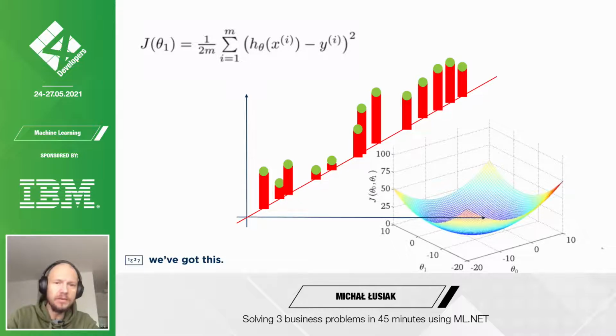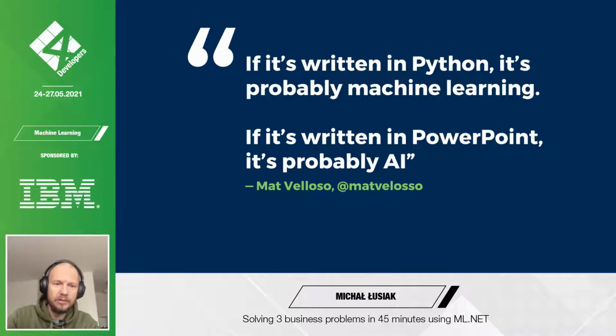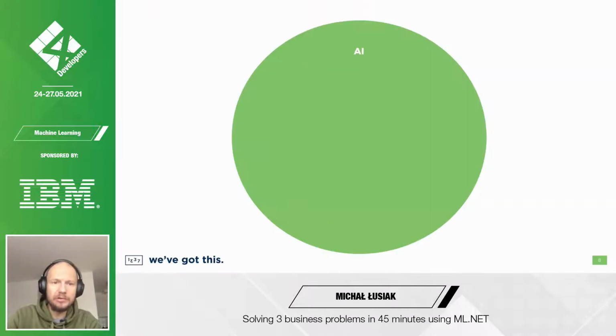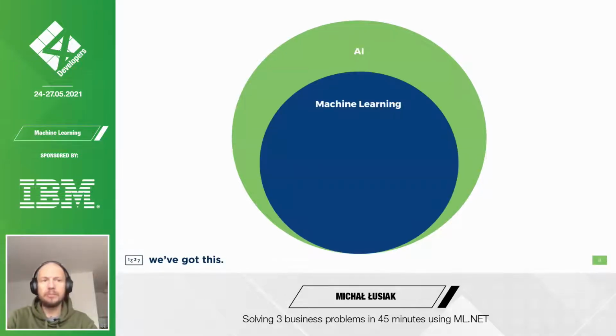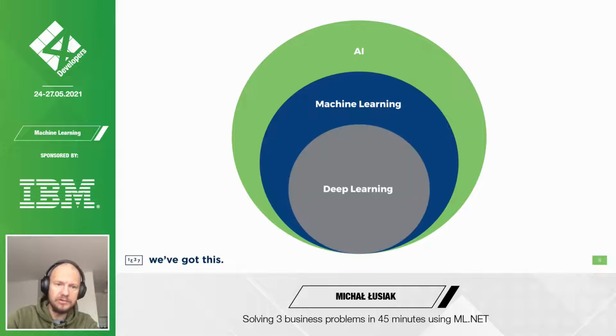There is this joke written by Matt Velloso on Twitter that if it's written in Python, it's probably machine learning. If it's written in PowerPoint, it's probably AI. And it's a good, joking way to show the difference between those terms. If you want to be a bit more serious, AI is a very wide topic and machine learning is some part of it. And if you want to be more specific, most of the machine learning we do these days is deep learning, which is using deep neural networks.